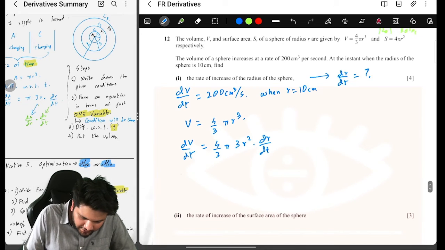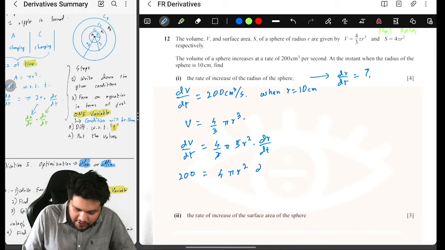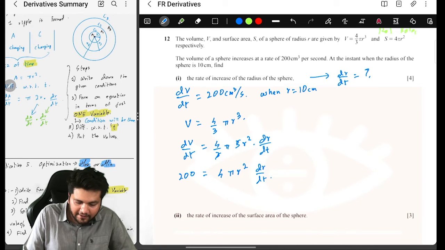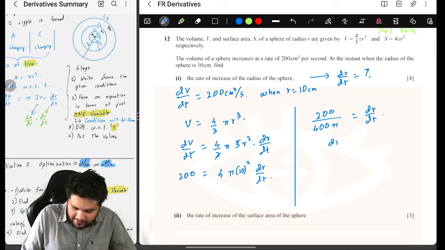Now what we know, dV by dt is 200. This is 4 by 3 pi, sorry, 3 gets cancelled, so we'll get 4 pi r square and dr by dt, which is what we need to find. But we already know at what instant we need to find it, when the radius of the sphere is 10 centimeters. So we are just going to substitute that. It's going to be 10 square. Now we will just solve it and we'll get 200 by 400 pi is equal to dr by dt. In short, dr by dt is equal to 1 by 2 pi.